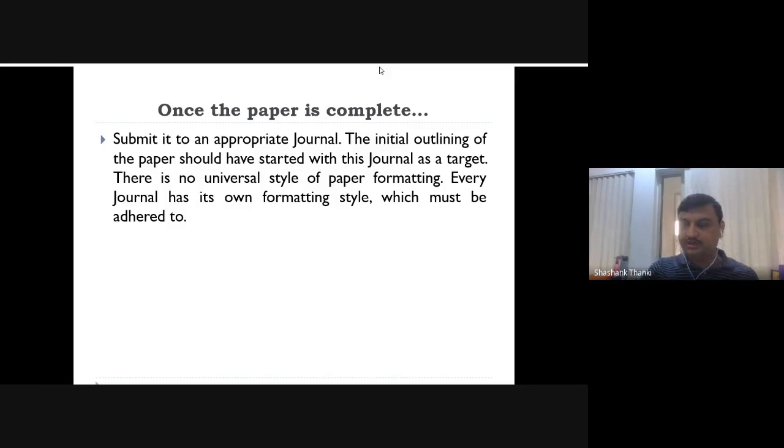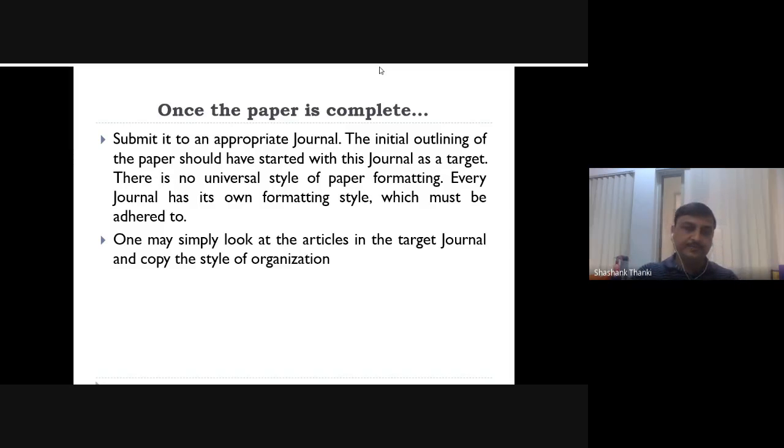Once your paper is complete, what is your task? Submit it to an appropriate journal. There is no universal style, as we discussed earlier. Every journal has its own formatting style, and you must adhere to that. So before you develop your paper, if you are targeting a particular journal, go through that journal's homepage and author guidelines. Read them. It will give you complete information on what is expected from your paper, and you develop your style and formatting accordingly. That is what I said. You can simply look at the articles in that target journal and copy the style.